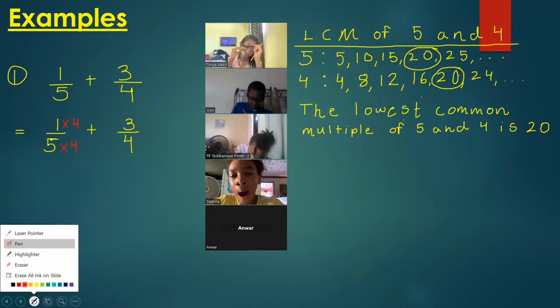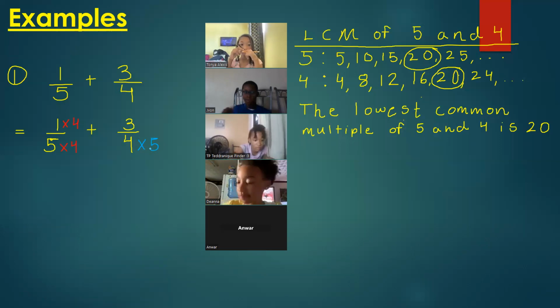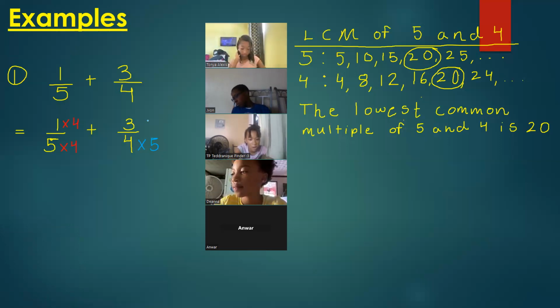Now, Diana, what times 4 is 20? 5. Very good. Kendrinique, what times 4 is 20? 5. Very good. Whatever we do to the bottom, we must do to the top. So 4 times 5 at the bottom, and we must multiply by 5 as well.